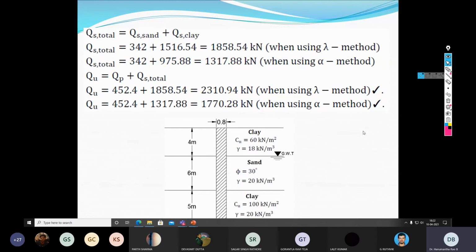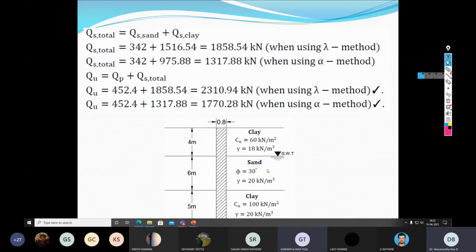So anybody has any question? Sir, if layer 2 and layer 3 are interchanged, what will we get, sir, what is the difference apart from effective stress? Like the length of the pile being changed in lambda method? Yeah. So in alpha method, there is no change.